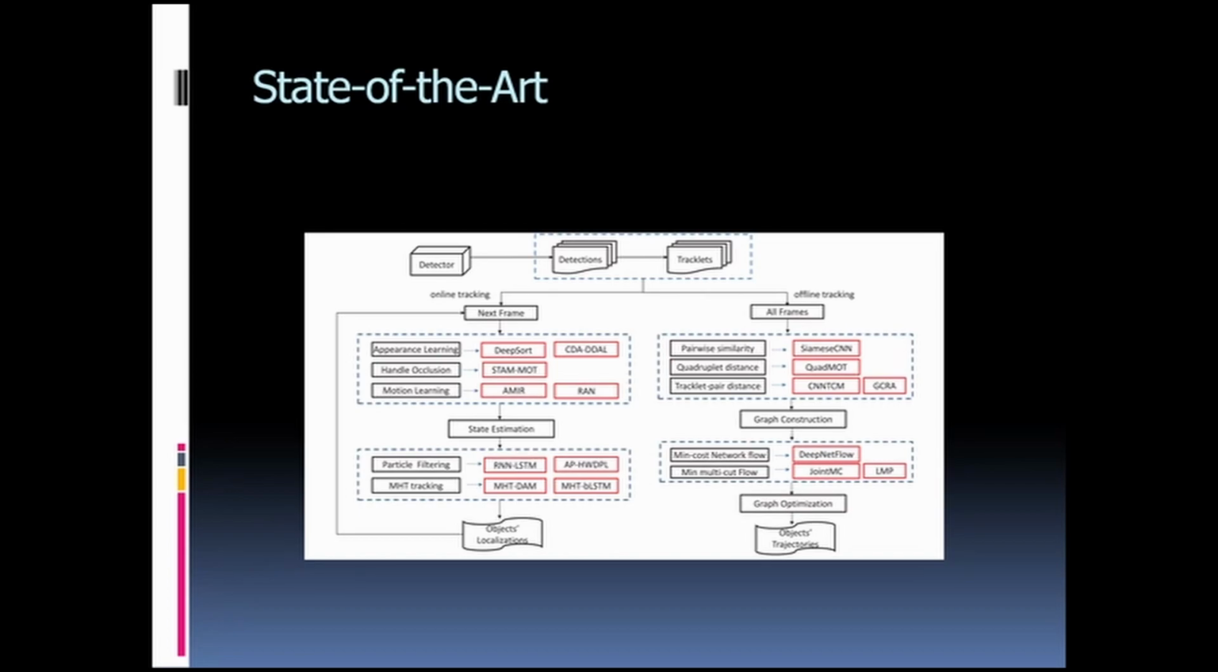These sequential features are strengthened in GCRA. Further, researchers find that network optimization such as multi-cut flow can be improved by deep flow features in joint MMC and lifted cut edges in LMP. Besides, network flow can also be optimized globally in an end-to-end learning manner in a deep network.